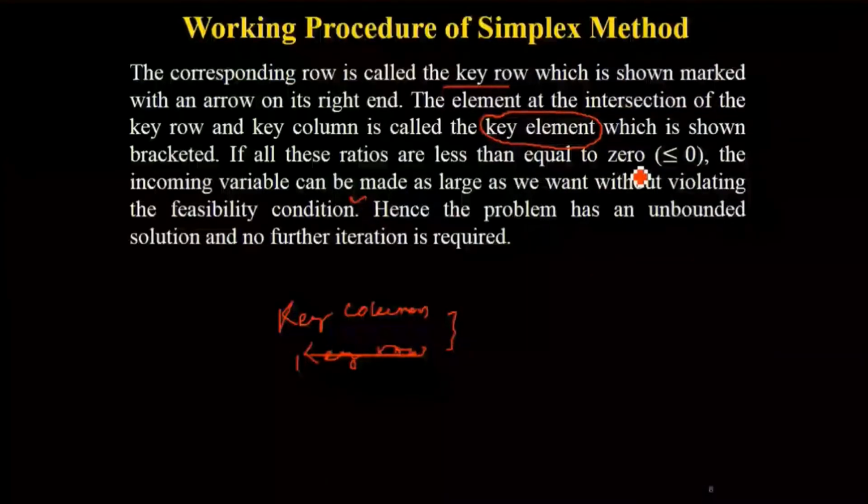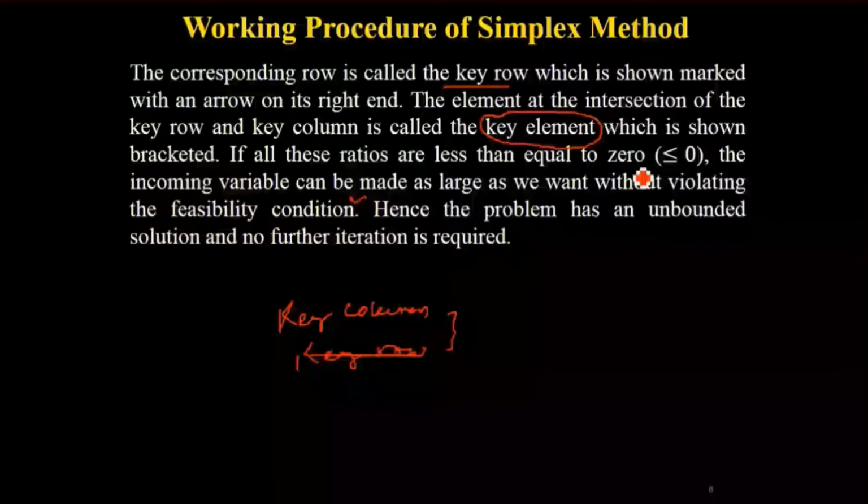So what I have told, when you find the key row, that time the ratio is important. The ratio is positive, we are taking the minimum positive value. So for example, if all the ratios are negative, then the incoming variable can be made as large as you want without violating the feasibility condition. Means the feasibility condition will not be violated, as I have shown you, it will be in an unbounded region.